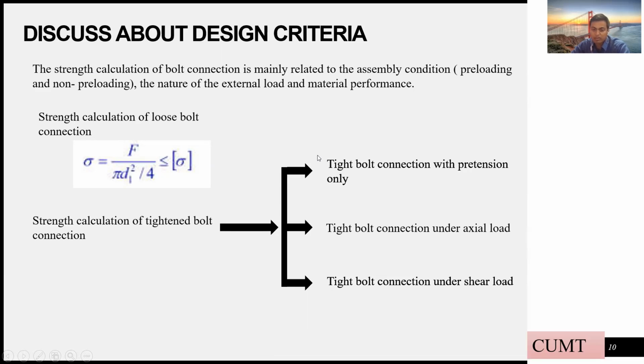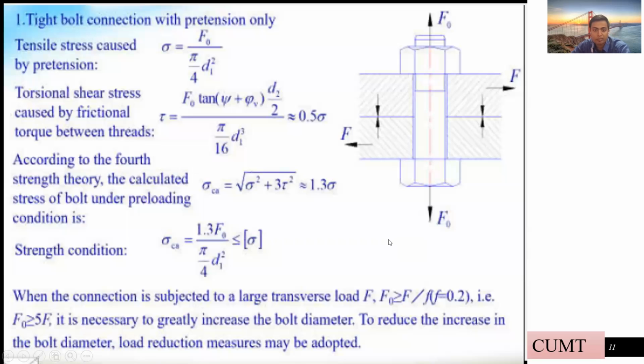Tightened bolt connection has three kinds: tight bolt connection with pretension, tight bolt connection under axial load, and tight bolt connection under shear load. I have taken this picture from our teacher's PPT, which is very helpful.